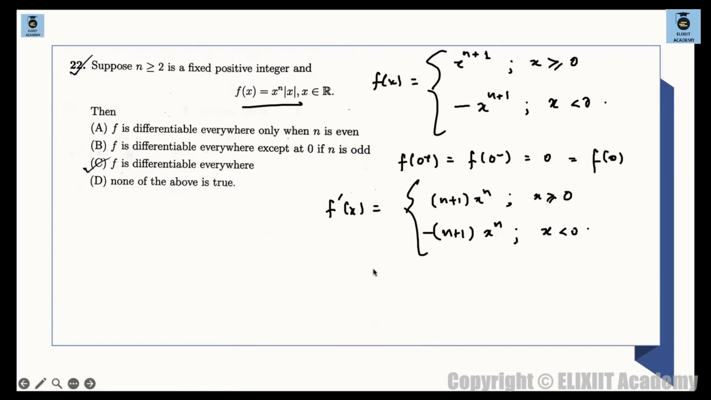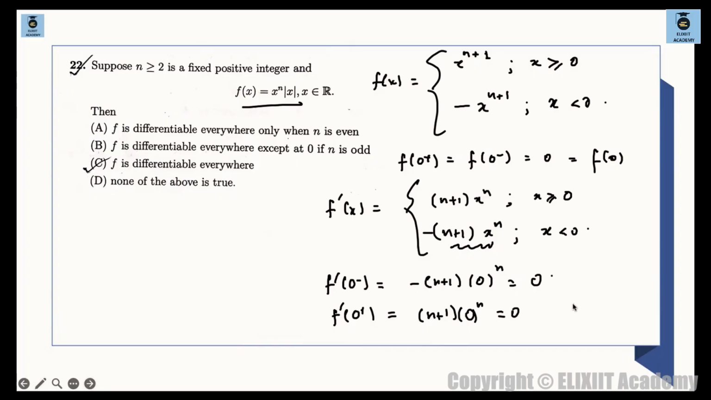Now for differentiability, f dash of 0 minus will be what? We'll consider this branch, which is minus of n plus 1 times 0 raised to the power of n. Now this will be 0 only. And f dash of 0 plus will be n plus 1 into 0 raised to the power of n once again, so this will be 0 once again. So f dash of 0 plus and f dash of 0 minus are both 0.